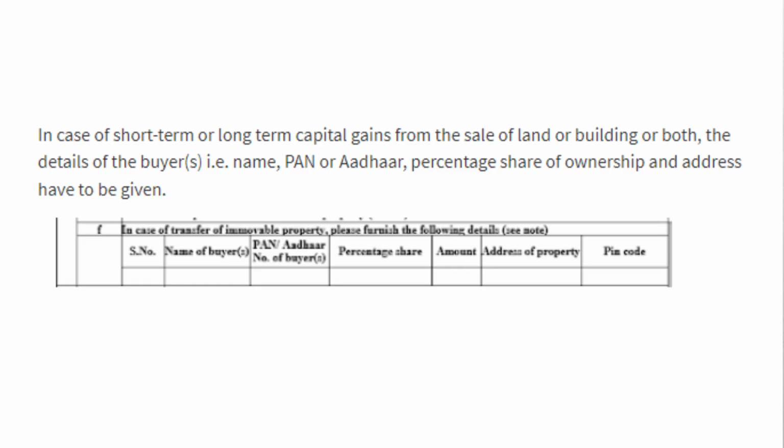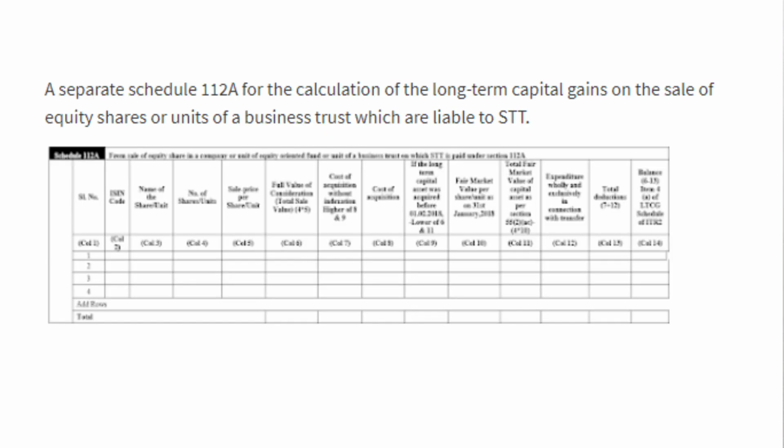The next change is with respect to any short-term or long-term capital gains that you have from immovable property, that is land or building or both. Here you need to disclose the details of the buyer, the name, PAN or Aadhaar of the buyer, the percentage of the share of ownership and the address. All these details are necessary.